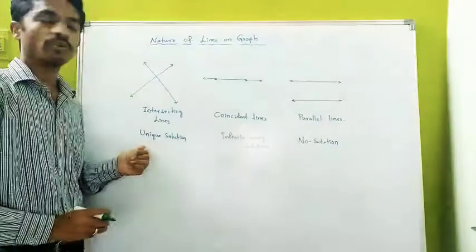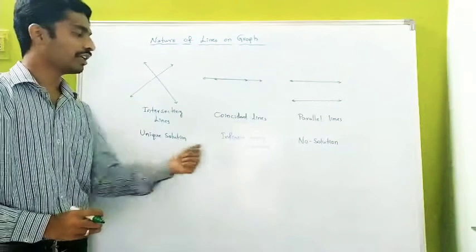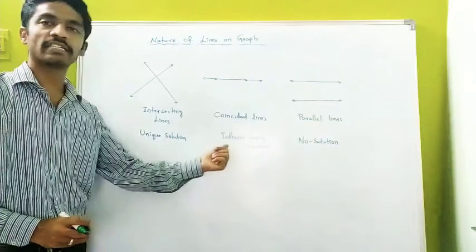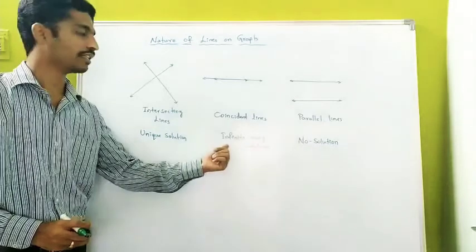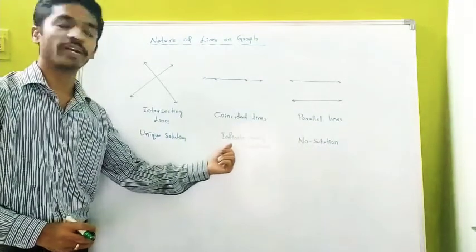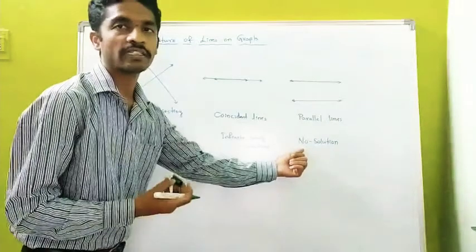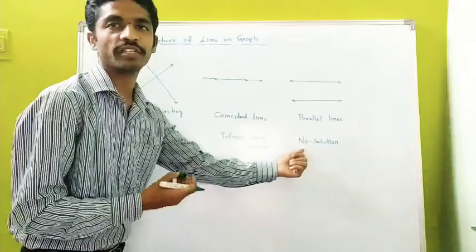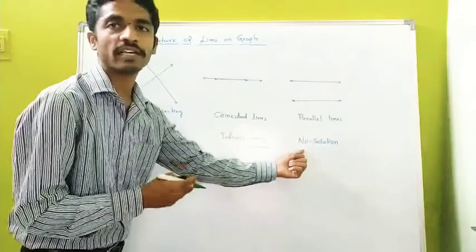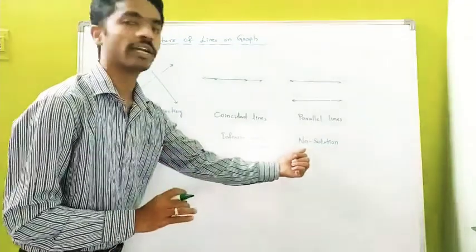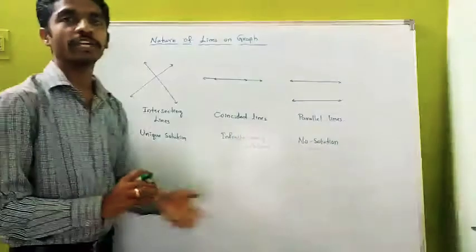Understood? So here unique means one solution, and here coincident lines give us many solutions. That's why you can say infinite many solutions. And here there is no solution because the lines are not intersecting, because they are parallel. Parallel lines never intersect. That's why there is no solution for our equation.